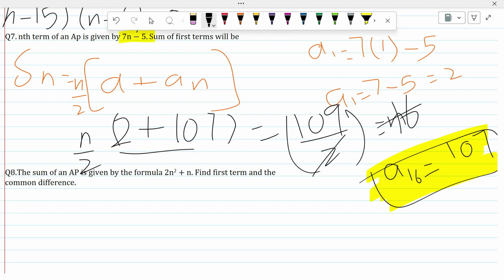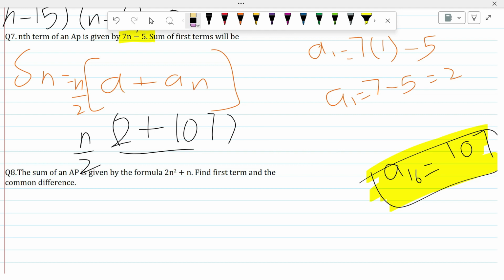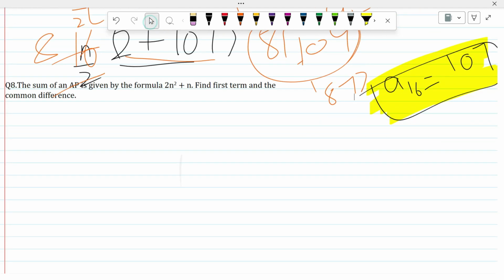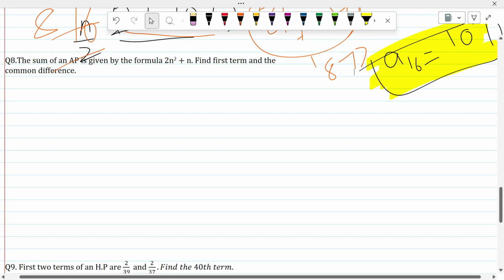Now this will. Oh no, I am making big mistakes here, right? Let me solve this. I haven't put 16 here, so I'm putting it here. This will become 8. Now 8 into, if I add them, this would become 109. Now 8 into 109 means 800 plus 72. If I am right, this would become 872, which would be the correct answer. Let's move forward. Right.